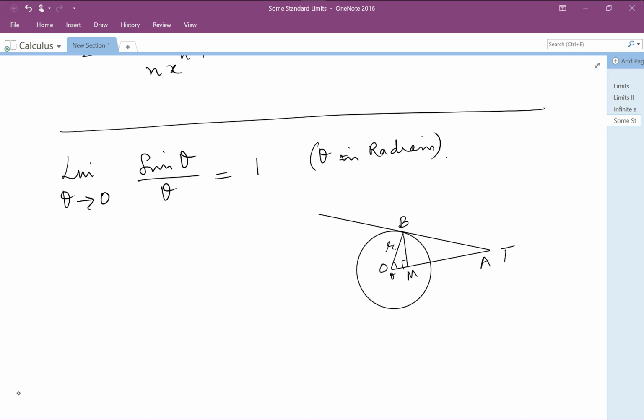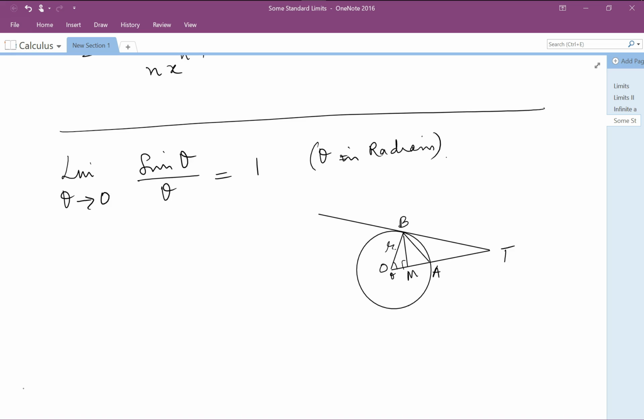Now look at the construction. We have a circle with radius r. BT is the tangent to the circle. BM is the perpendicular dropped from B to OA. This is OA, A should be here. BA is the chord. Let's look at some areas.